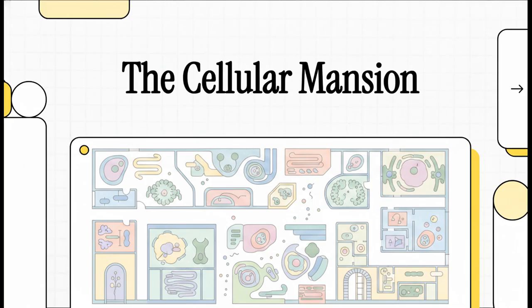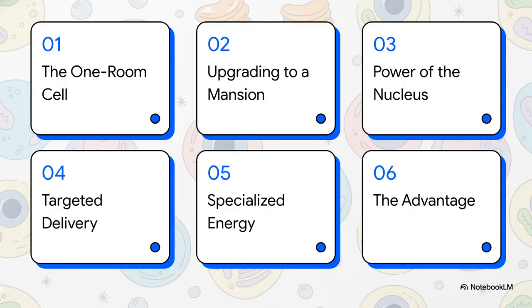We're going to explore how life essentially upgraded its blueprint to build what is basically the ultimate cellular mansion. And we'll see exactly how unlocking the power of compartmentalization changed the game for biology forever. Okay, so here's the floor plan for our tour today. First, we'll look at the one-room cell. Then, we'll talk about upgrading to a mansion. Third, we'll dive into the power of the nucleus. Fourth, targeted processing and delivery. Fifth, specialized energy centers. And finally, we'll wrap up with the compartmentalization advantage.